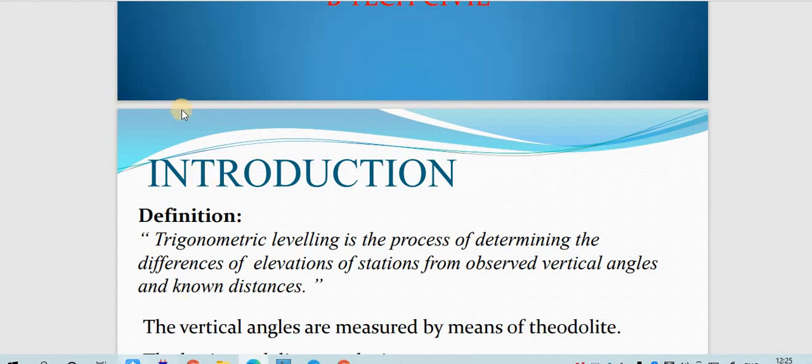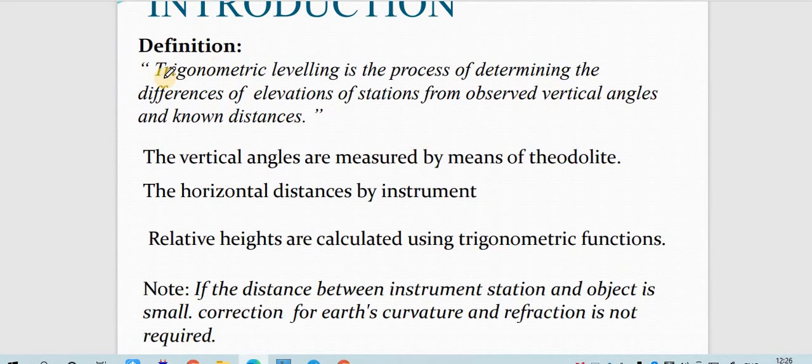So good morning everyone. As you all know, we have started with our leveling chapter in Surveying 1. The next part related to leveling is trigonometric leveling. In trigonometric leveling, basically we find the difference of elevation between two stations with the help of an observed vertical angle as well as the distance.